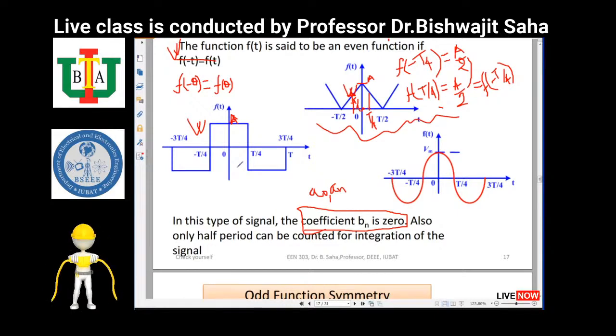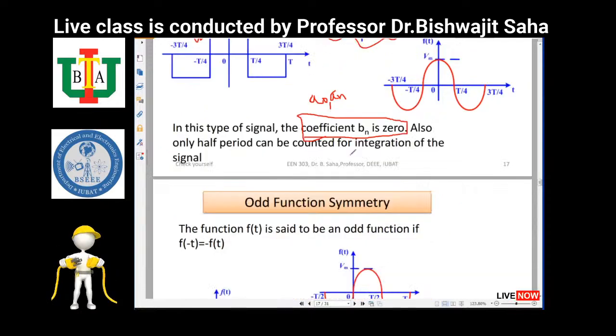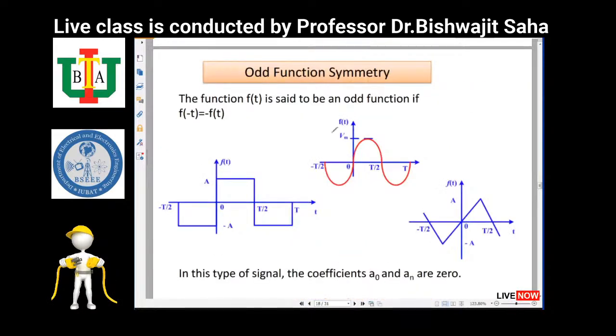I think you can find it, right? You know the technique. I have given one example, so you can find it yourself. Another is odd function symmetry. The definition is: the function f of t is said to be an odd function if f of minus t equals minus f of t. The difference between the two functions is only the sign in front of the function.